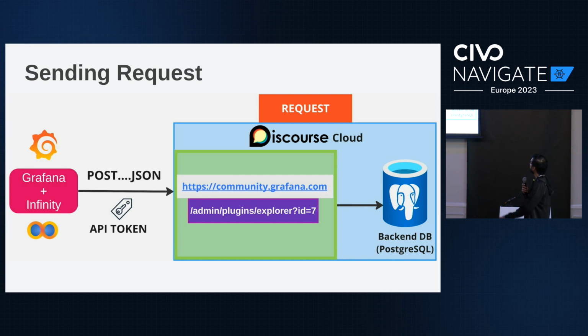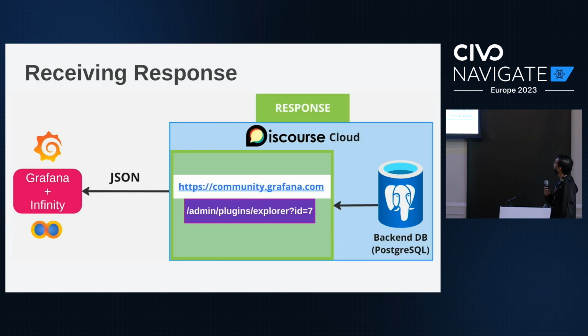What it does is that it talks to the Discourse backend, which is Postgres. And if all is fine, then the response will be, again, in JSON. And it goes to Infinity. Infinity reads that JSON, and Grafana will display it in a panel visualization.